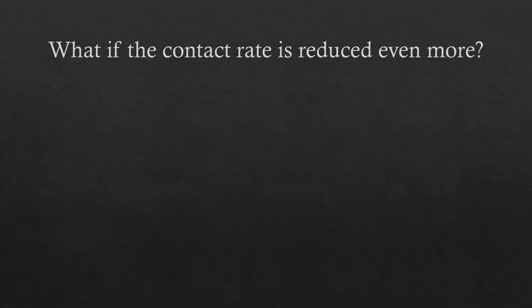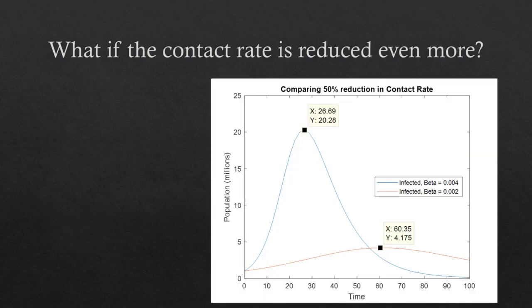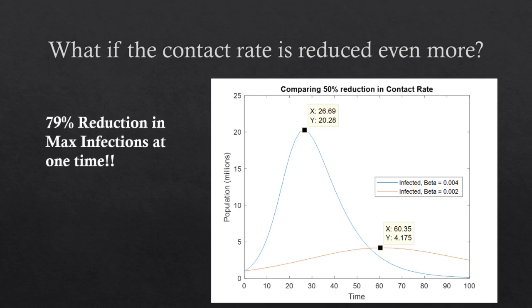So we've seen that decreasing the contact rate decreases the maximum number of infections at one time, but what happens if we reduce that contact rate even more? So here in this plot, we reduce the beta value another 25%, so now it's at 50% of the original value. And amazingly, with just a 50% decrease in the contact ratio, there was a 79% reduction in the max infections at one time.